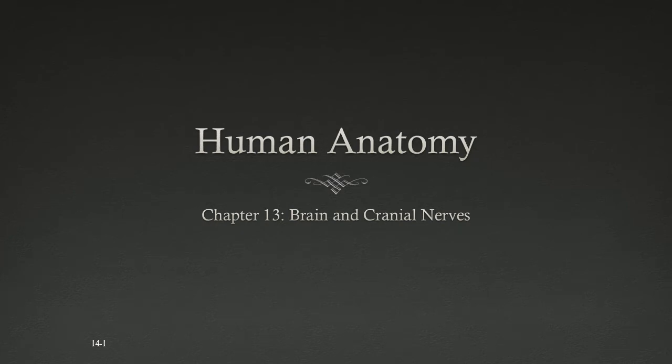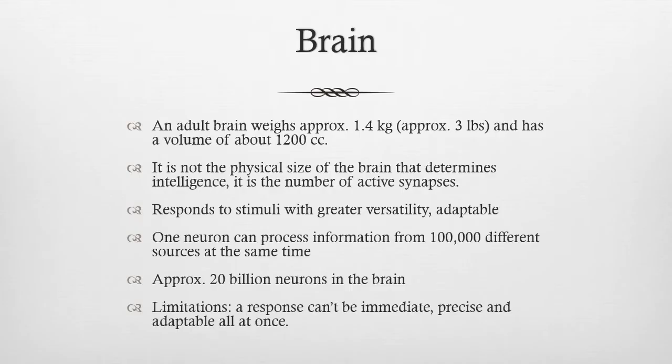We'll take a closer look at the brain. So the brain itself is a relatively large structure, and it weighs approximately 3 pounds in the adult. So it takes up quite a bit of space and weighs quite a bit.